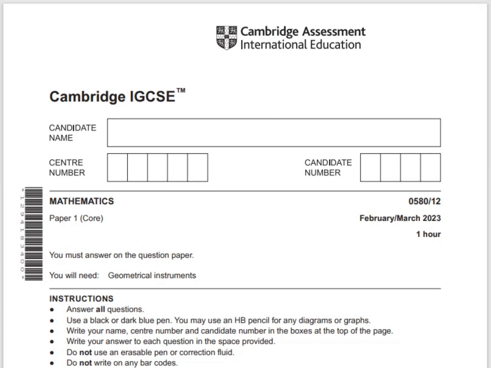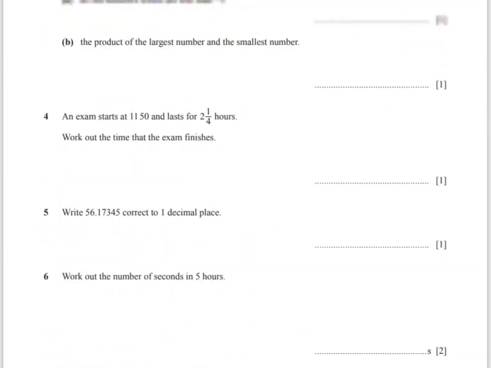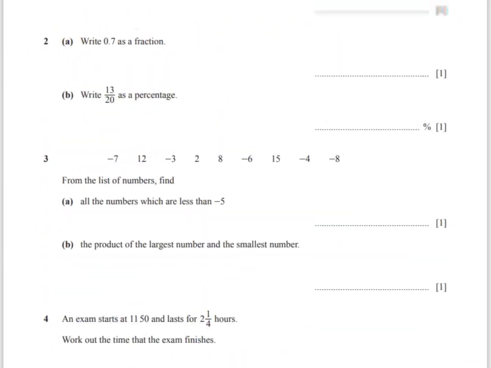Today we'll be solving this particular problem: IGCSE Mathematics Paper 1 Variant 12, March 2023. Now look at this first question.